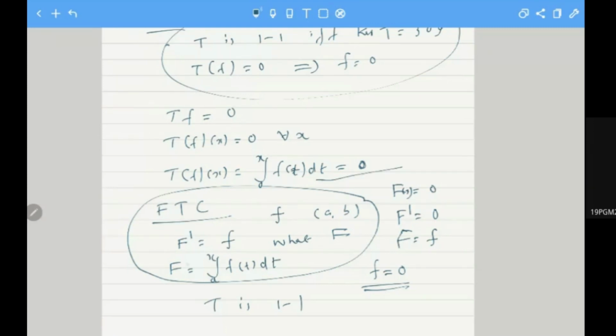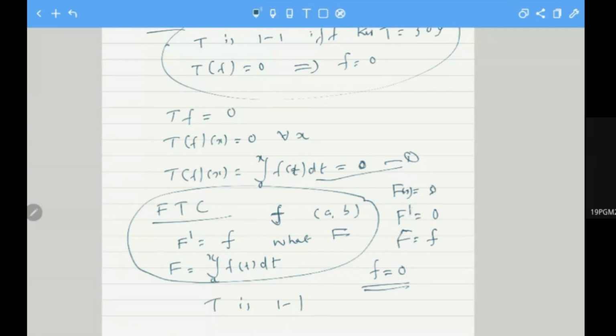Now applying the fundamental theorem of calculus. It says if you start with a continuous function f on [a, b] and we are looking for some capital F whose derivative is small f, then that capital F is given by F(x) equal to the integral a to x f(t) dt. So if you apply the fundamental theorem of calculus on this equation, what do we get? That function capital F of x is 0, because the integral 0 to x f(t) dt equals 0 for all x.